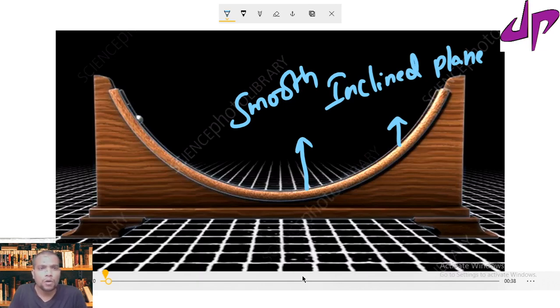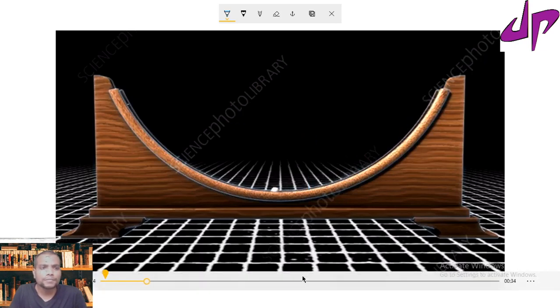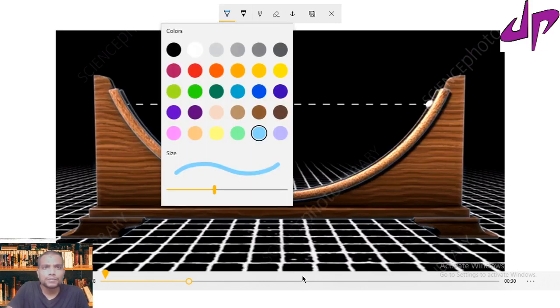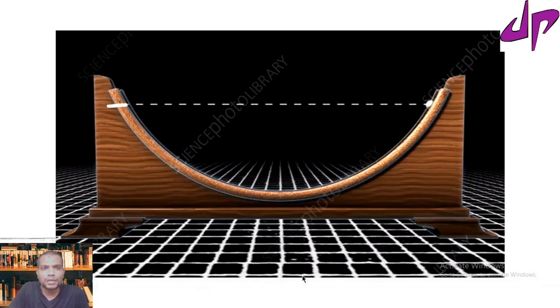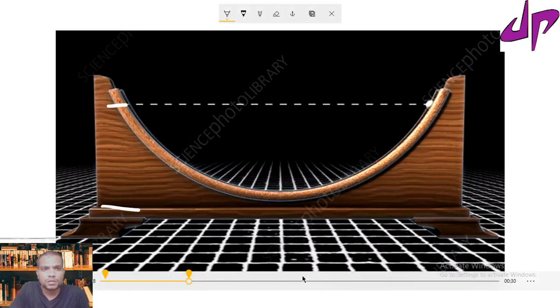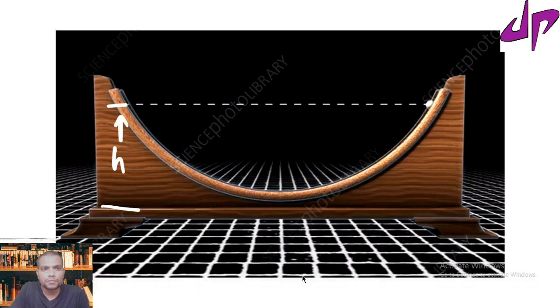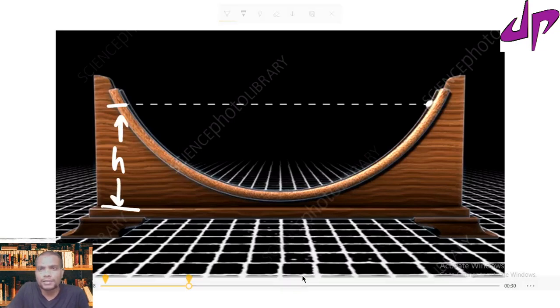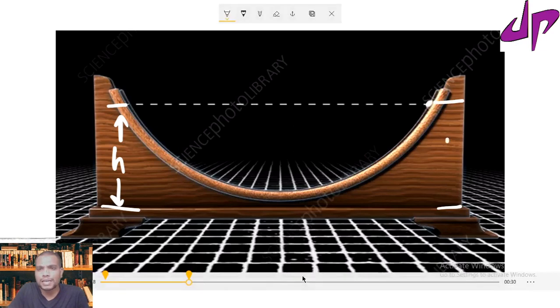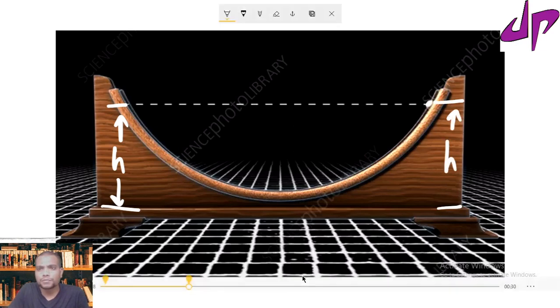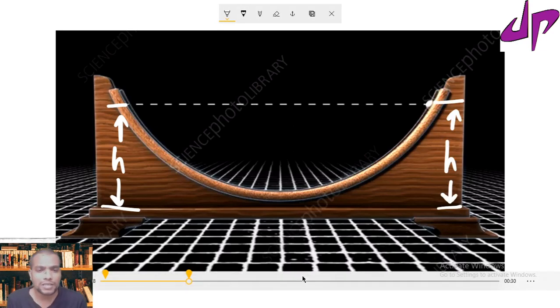Suppose you drop the ball on the smooth inclined plane. The ball reaches the other side, and then it comes back again. If you make a clear observation, the ball's height from here to here is h. When the ball went to the other side, it also reached the same height h. So this is the first observation made by Galileo.